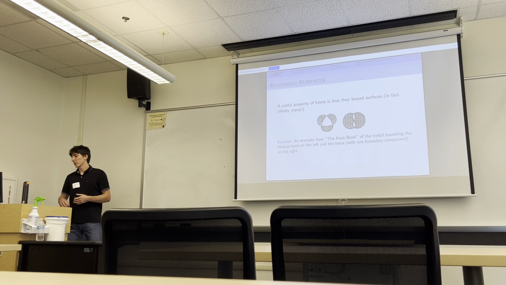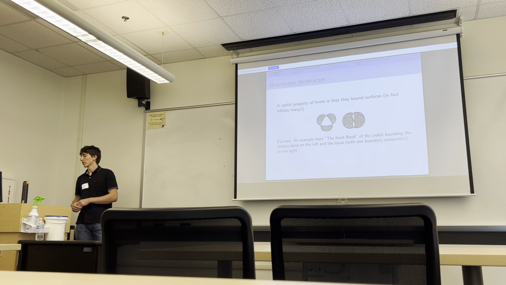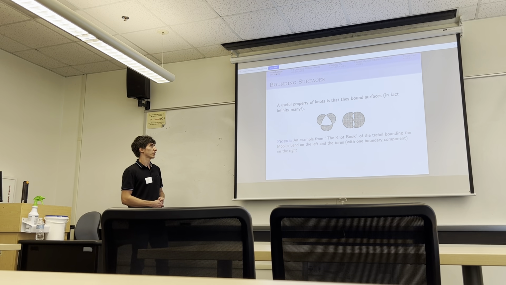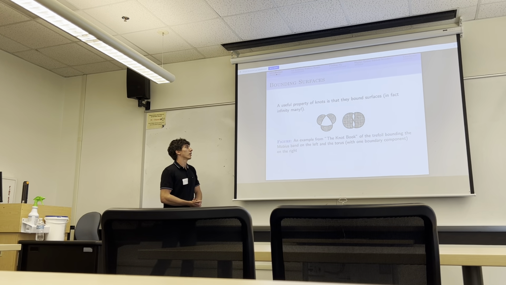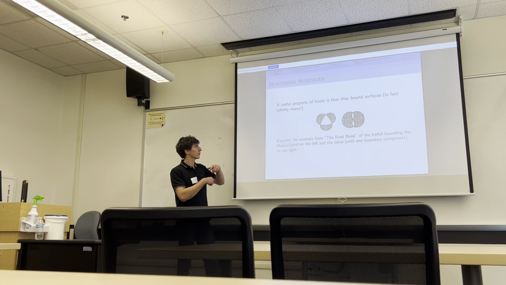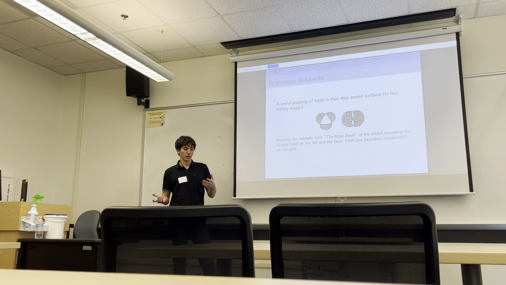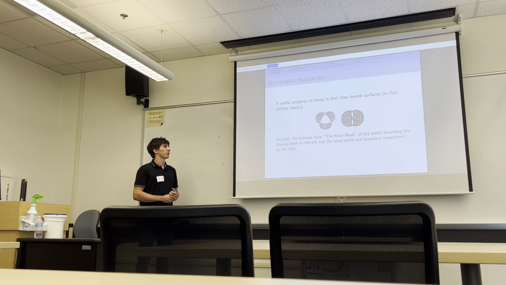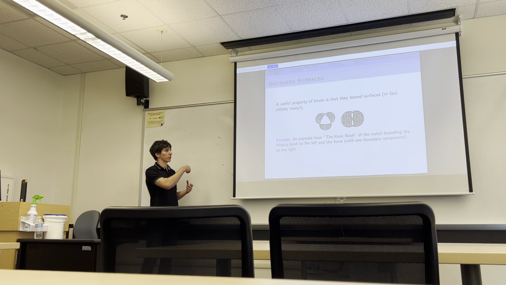A useful property of knots, which we will use, is looking at the surfaces that knots bound, and there are infinitely many of them. An example is the trefoil knot, right here. On the left, it bounds a Mobius band, which has 3 half twists and is a non-orientable surface. On the right side, it bounds a torus with 1 boundary component. That just means it's a torus minus a disk.